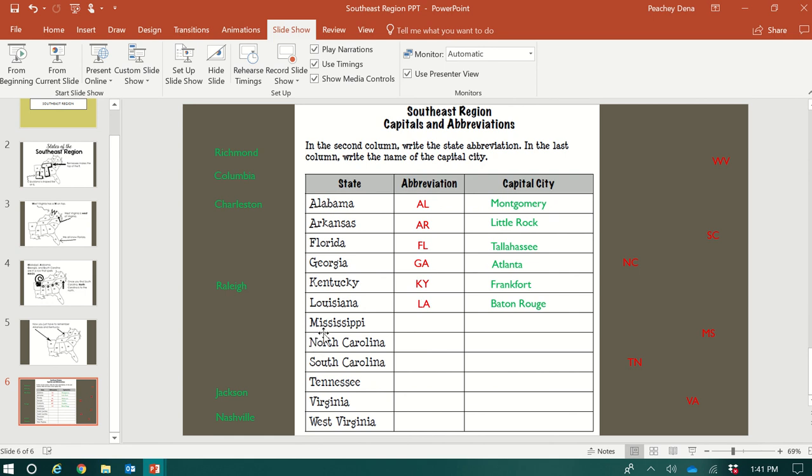Okay, then let's go to Mississippi. Mississippi is actually the first letter and then one of the middle letters. It's MS. So M at the beginning and then there's an S in the middle, MS. And see if you can come up with a capital city. If you said Jackson, you are correct.